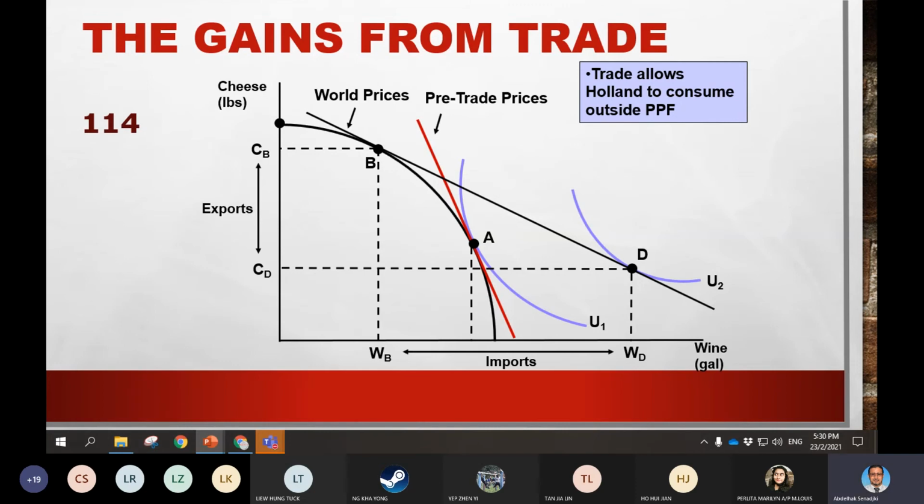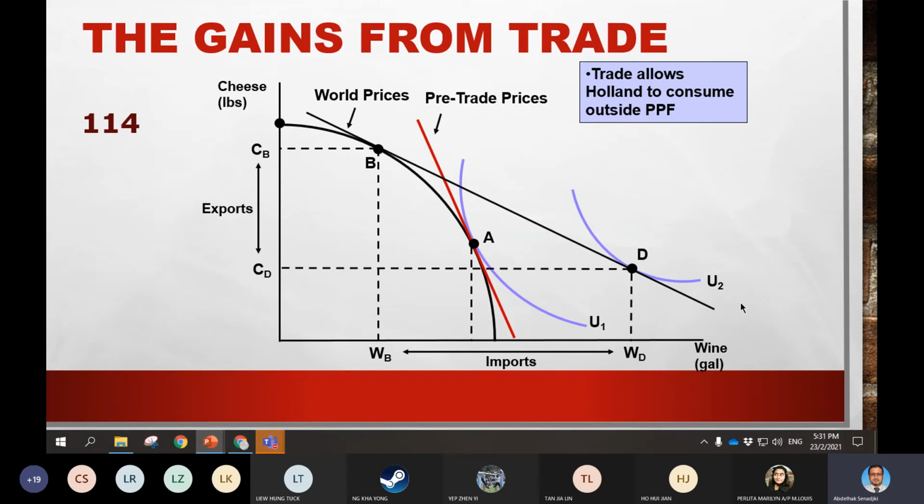With trade, consumption will occur, wait, this production. So when we do trade, we talk about consumption, how much we consume. Without trade, consumption occurs at point A, where the marginal rate of substitution for consumption equals the marginal rate of transformation of the PPF. But now, with trade, we produce at B, CB and WB. But how much does it consume? It will consume at U2, so the indifference curve increases. That means consumption will be maximized. At point D, we have a higher indifference curve U2, which is tangent to the trade price line.